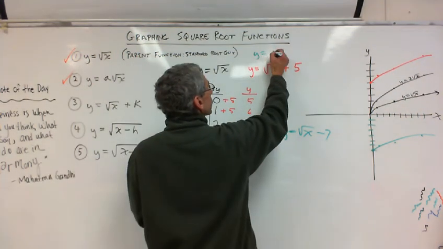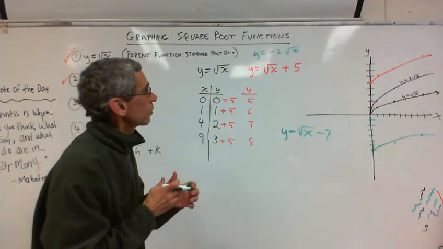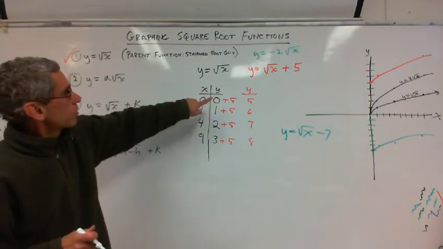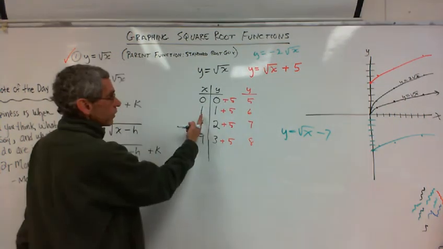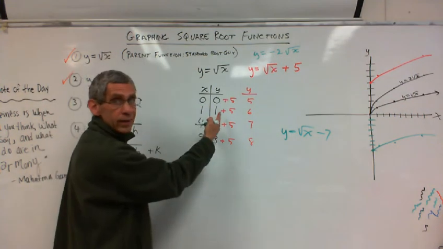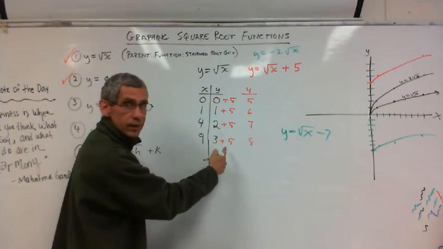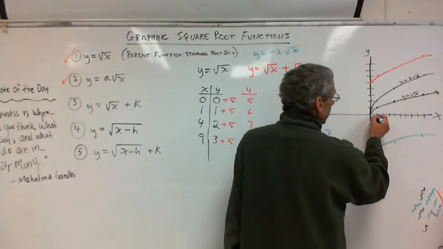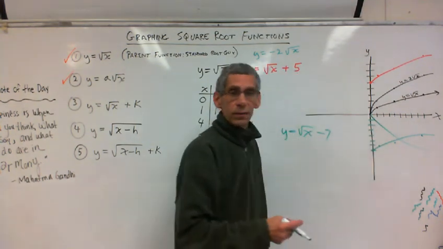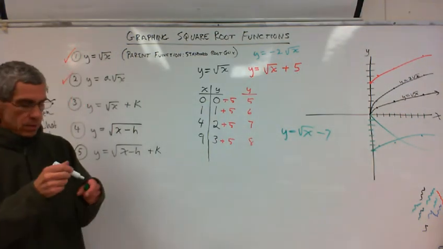What about y equals -2 square root of x? That's a good question. So all you're going to do is multiply your y's by -2, right? So now it'd be 0, 0, 1, -2, 4, -4, 9, -6. So it'll be down here like this, right? Something like that. Make sense? Yeah. All right.